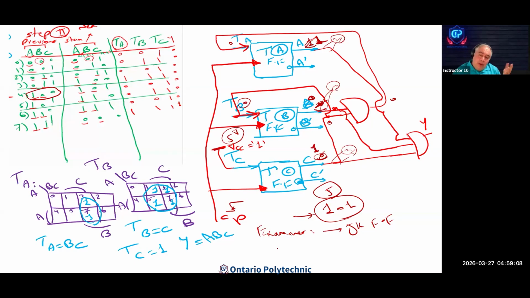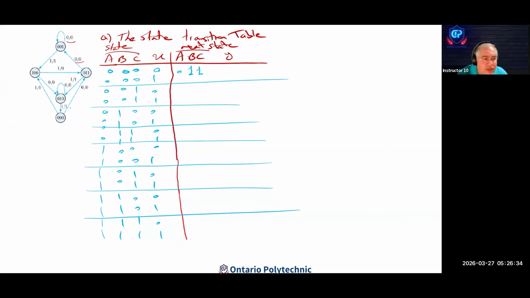But another question: if the examiner asks you to design this counter using the JK flip-flop, how to design? State 0, 0, 0, X is 0. What is the next state, and what is the output? Please tell me. 0, 0, 0 and input 0, where do you go? Tell me. 0, 0, 0 and input 1 is going to 1, 0, 0. What is the output? 1.